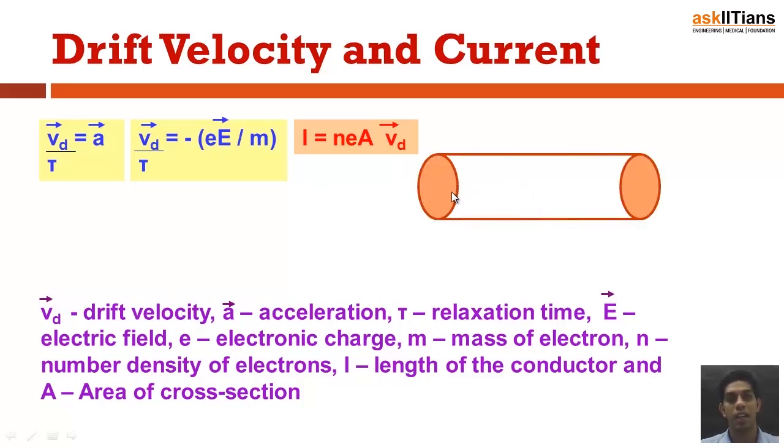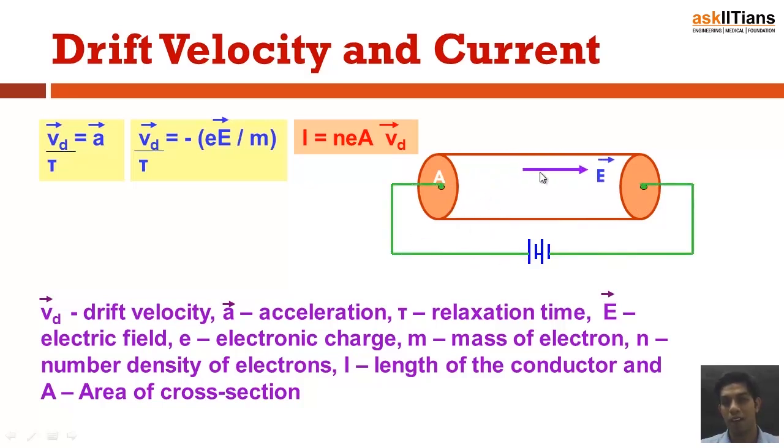So I have this conductor and its cross section is A. I'm connecting this conductor to a cell with wires. So I have an electric field set up inside it. Electrons will try to move in this direction, and the current gets set up in the opposite direction, and this is the length of the conductor.